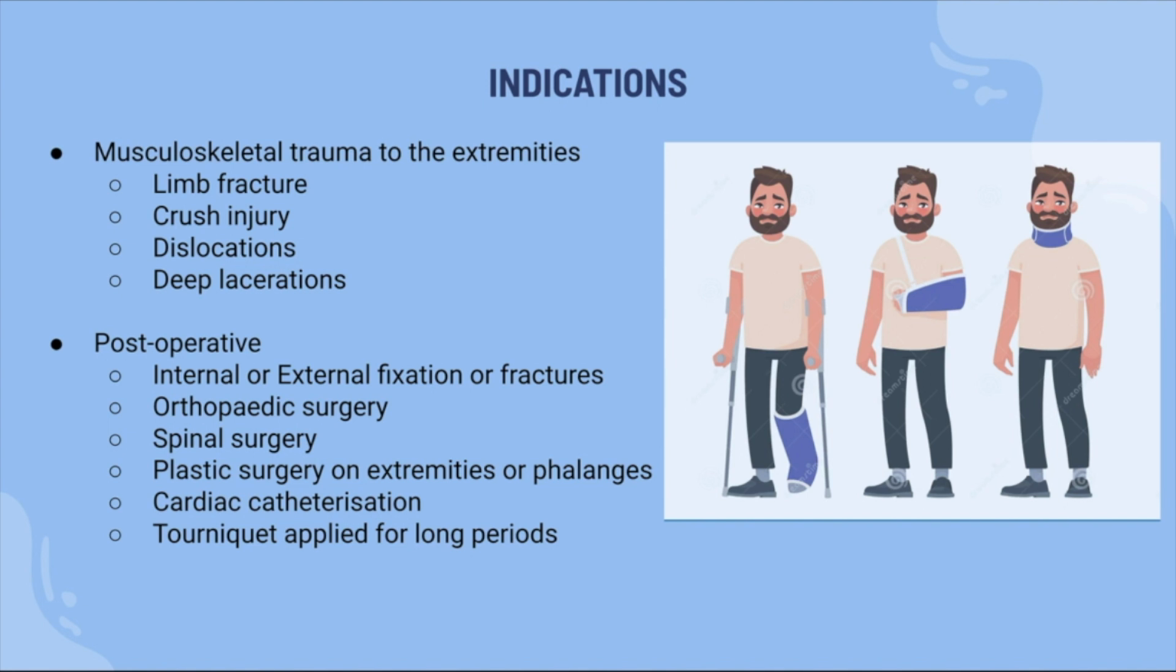Musculoskeletal trauma could impede blood flow to the injured extremity and affect nerve function, which is why the assessment is necessary. It is also indicated for post-operative surgeries such as internal or external fixation of fractures, orthopedic surgery, spinal surgery, plastic surgery on extremities or phalanges, cardiac catheterization, and tourniquet applied for long periods.